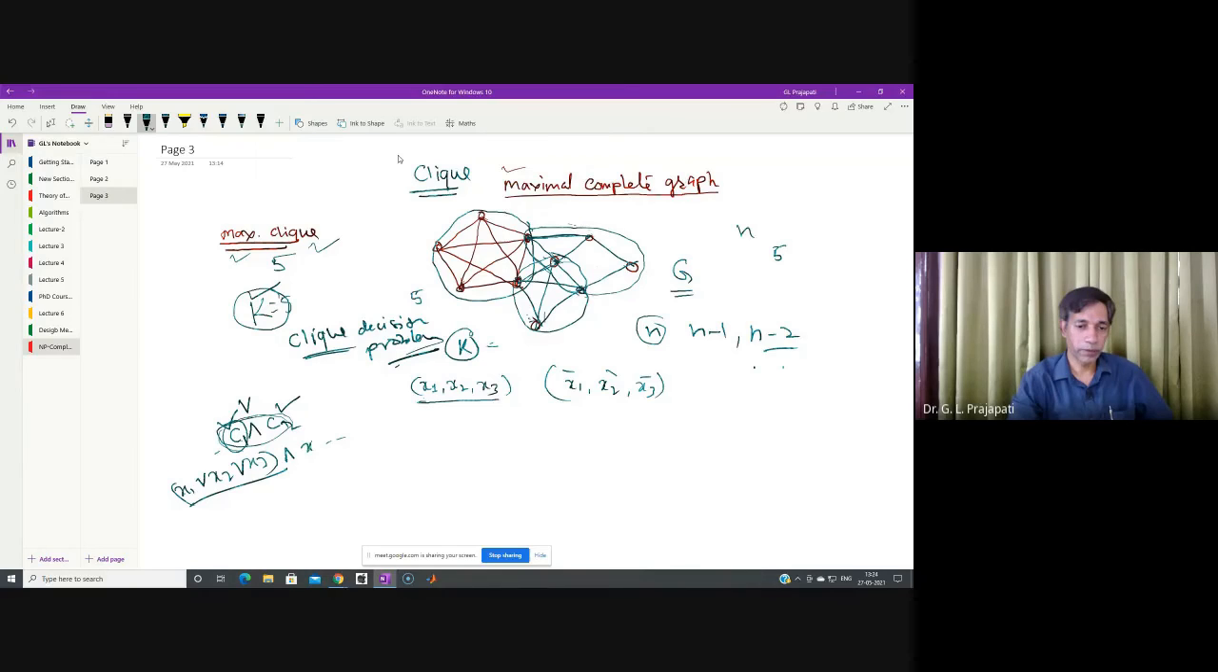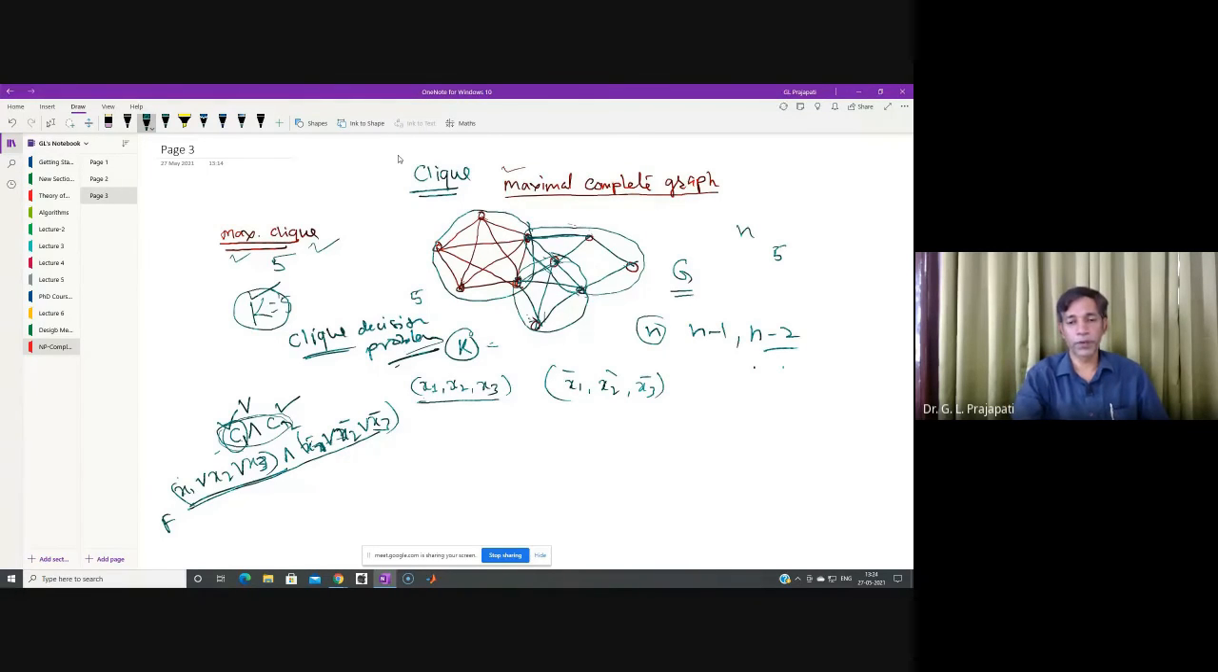So say in clause 2, you have x1 bar or x2 bar or x3 bar. This may be the kind of formula. So if you have x1, x2, x3, this is the x3. So if you are given this formula, you can ask whether this formula is satisfiable or not.